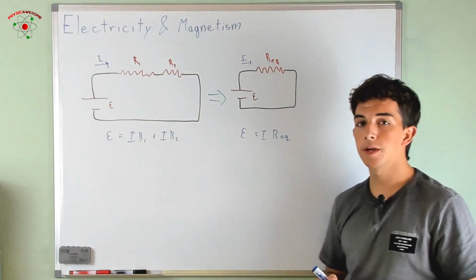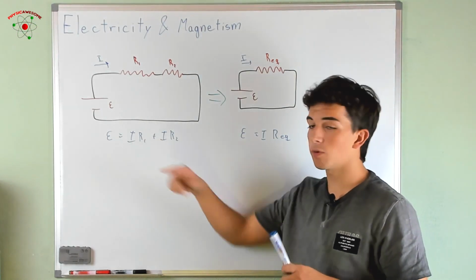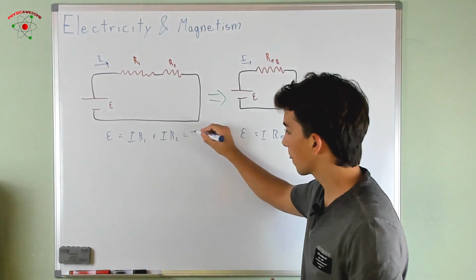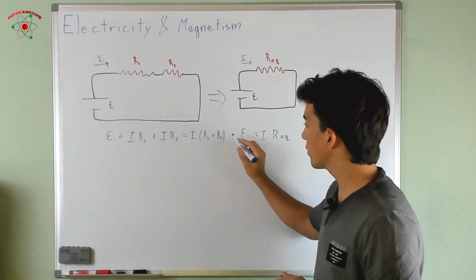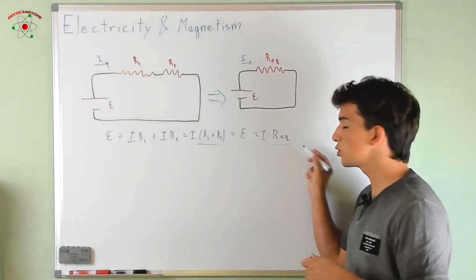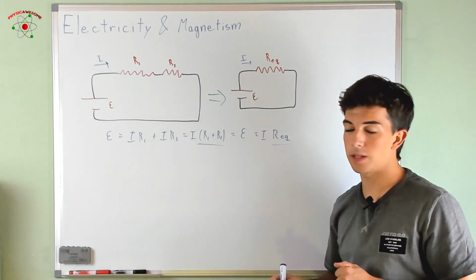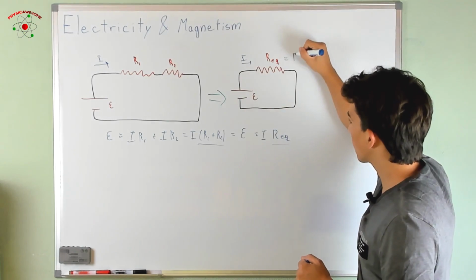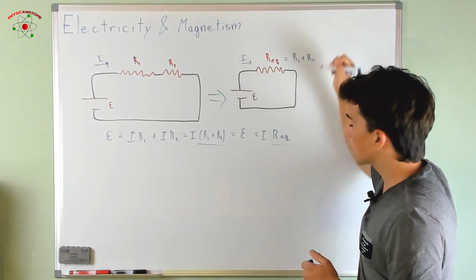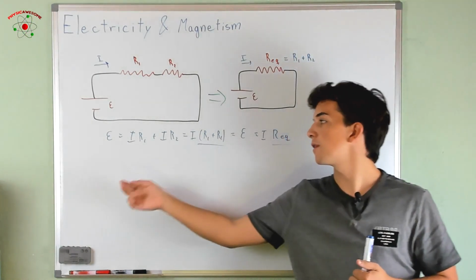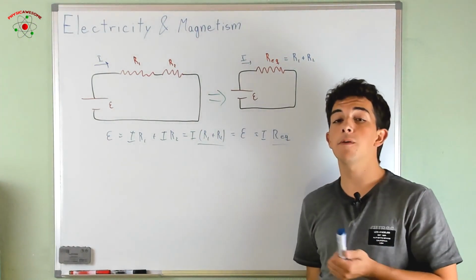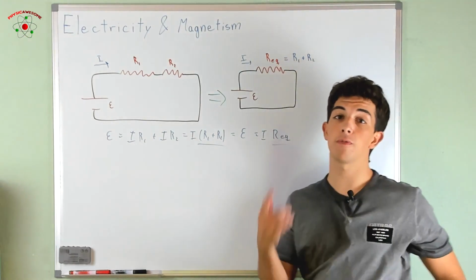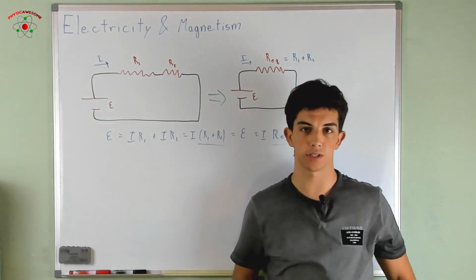Therefore, we observe that if in this expression we take the common factor I out, like that, we can identify that R1 plus R2 equals the R equivalent. Hence, we conclude that whenever we have resistors in series, we just add the resistance values and find the equivalent resistance of a single resistor put in their position.